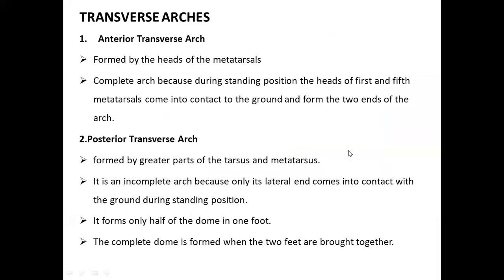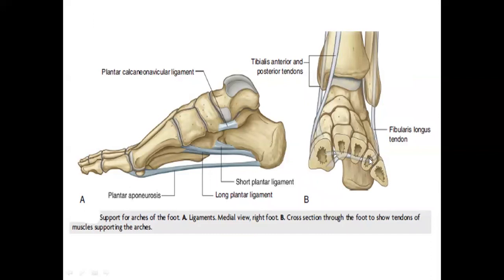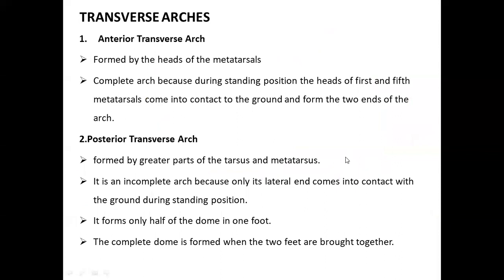Talking about the transverse arches, we have two types of arches. We have anterior transverse arch and we have posterior transverse arch. यहाँ पे इसने anterior transverse arch दिखाई है. जब हम लोग देखेंगे तो that is formed by the heads of the metatarsal bones. It is complete. Why? Because when you stand, the heads of the first and the fifth metatarsal come in contact with the ground and form the two ends of the arch.